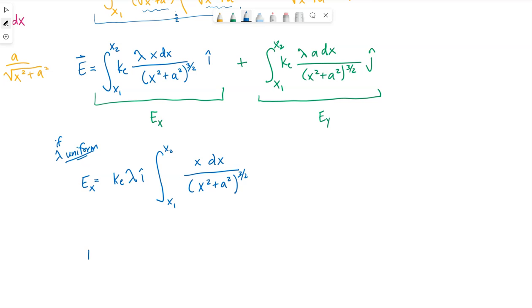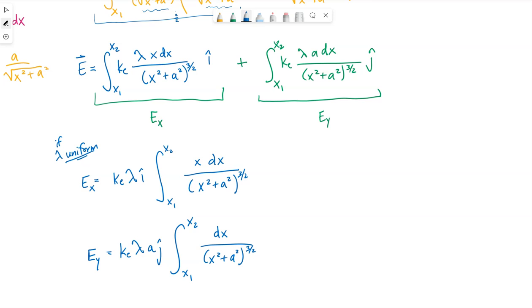For the y component, again, I can pull out the constant k, I can pull out the lambda, I can pull out the a, because remember, a meant that vertical distance from the charge up to the point we're trying to find the field at. This integral ends up being dx over x squared plus a squared to the 3/2.